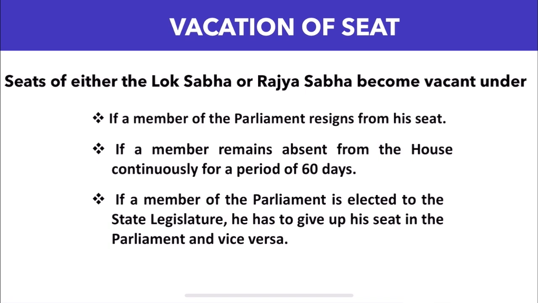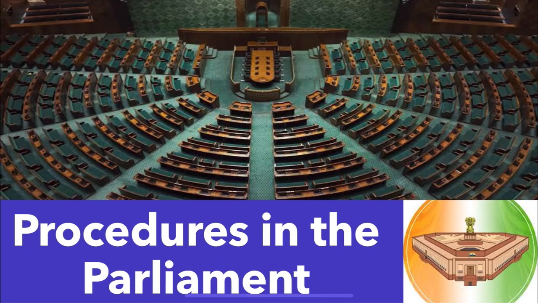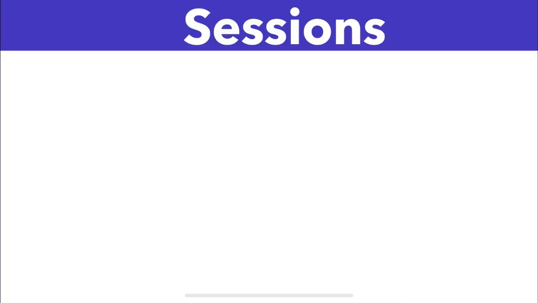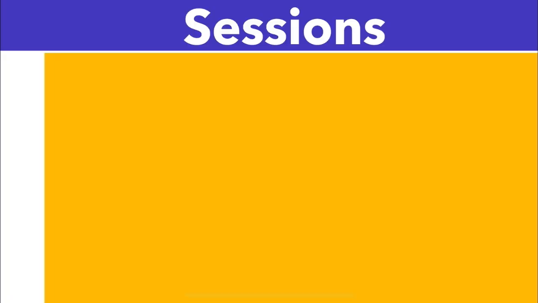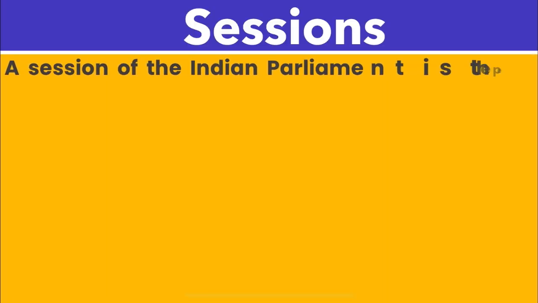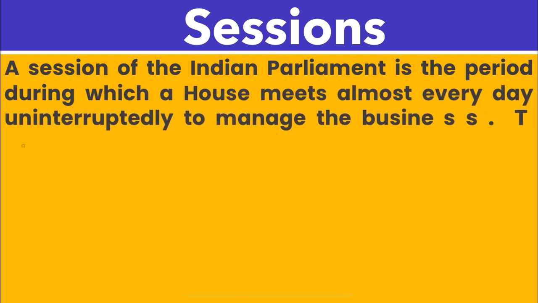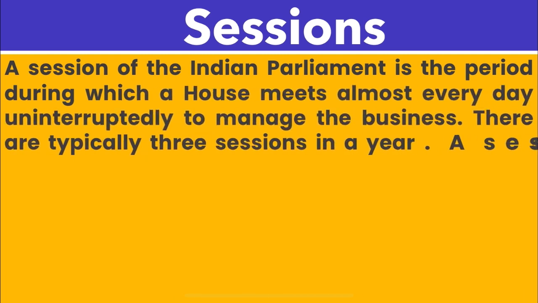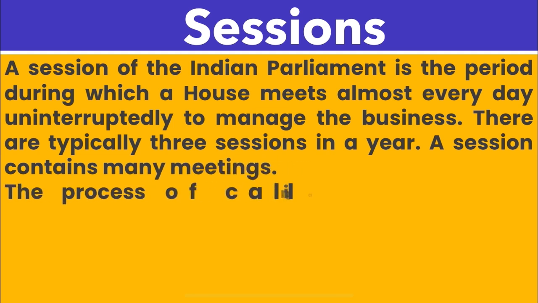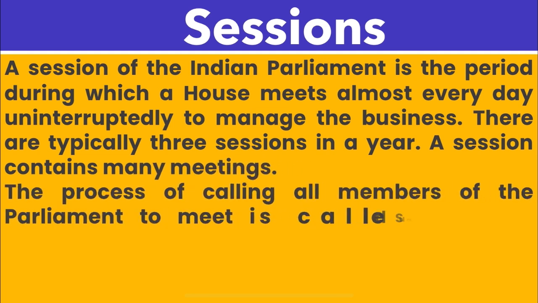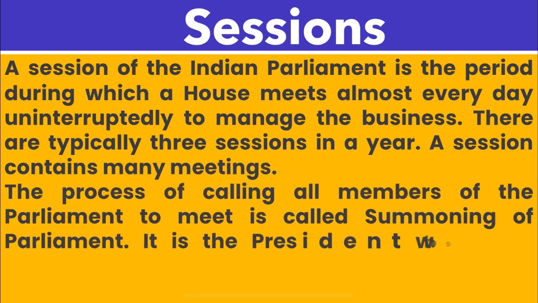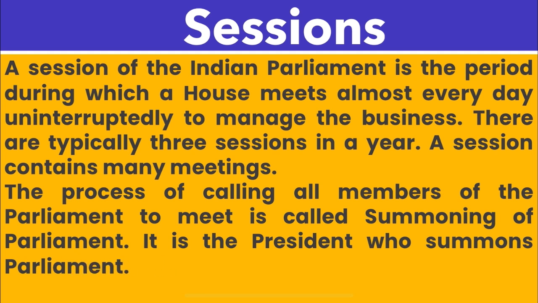Now let's understand some procedures in the Union Parliament. The common procedures are: number 1, session. A session of the Indian Parliament is a period during which a house meets almost every day uninterruptedly to manage the business of the house. There are typically 3 sessions in a year. A session contains many meetings.